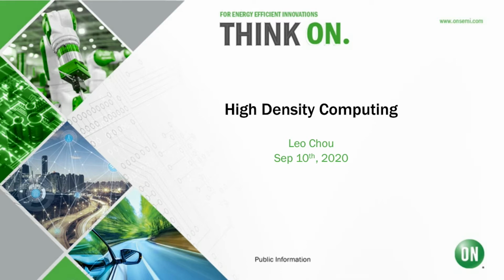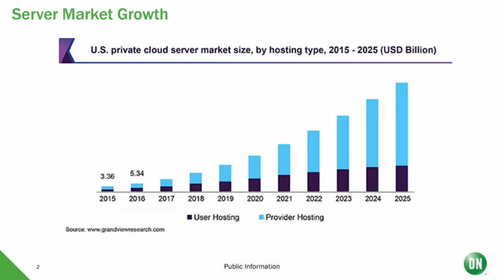Okay, a little background on why high density computing is needed. Why we need to increase the power density in the computing and server application. So this chart shows the trend of growth in the server market, going from 2015 to 2025. The brown box shows the user hosting, and what that means is these are customers and users that actually host the server internally in-house, and the light blue squares show the provider hosting.